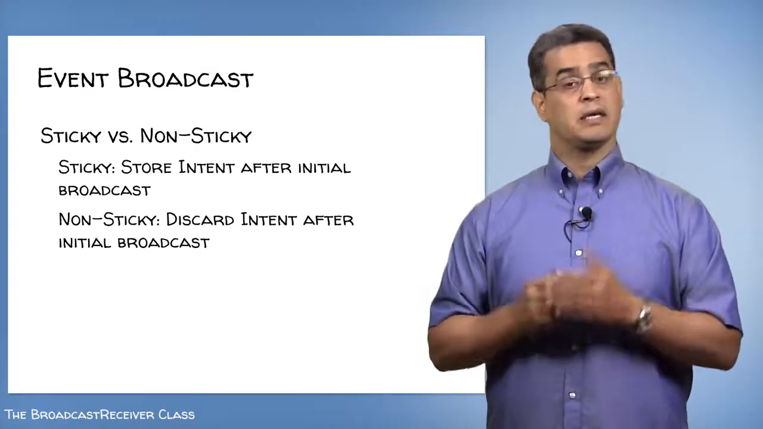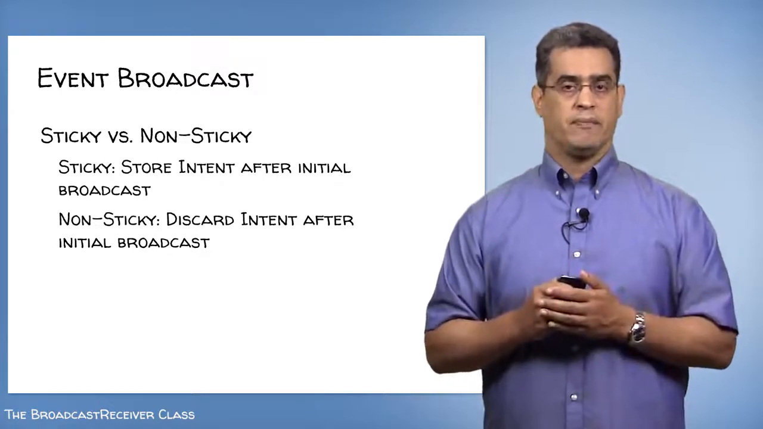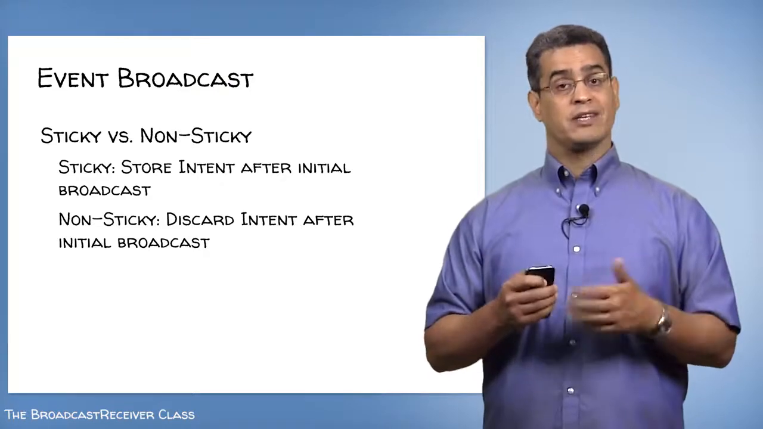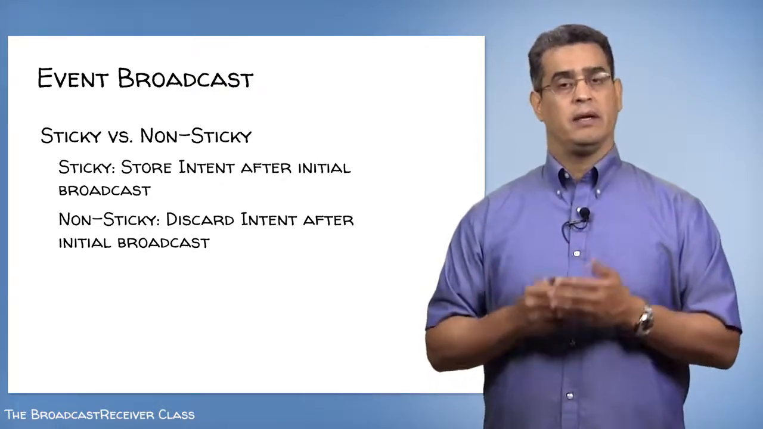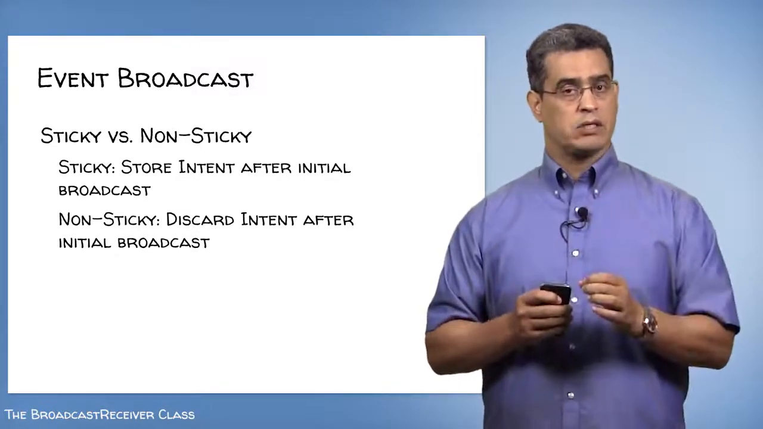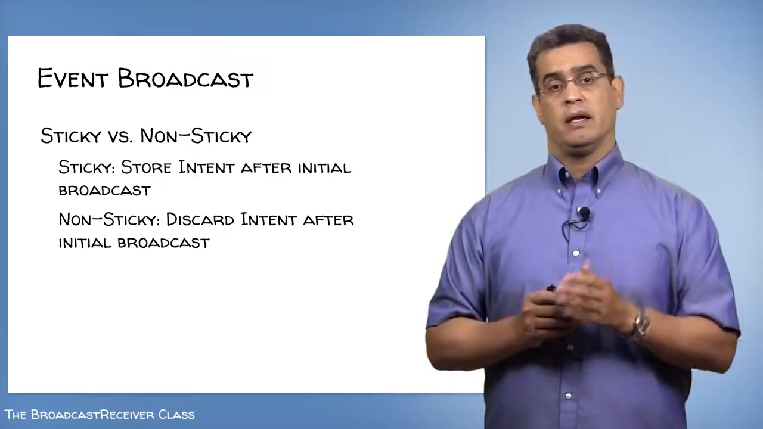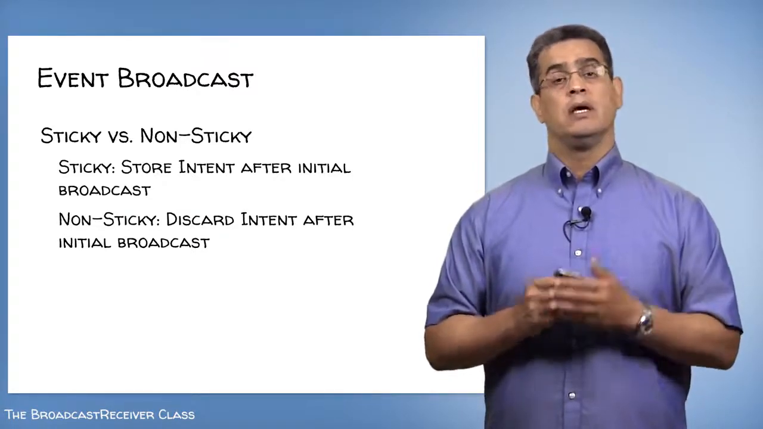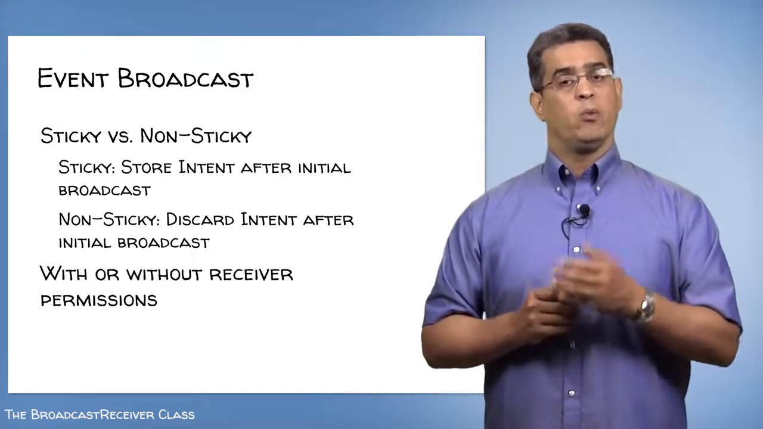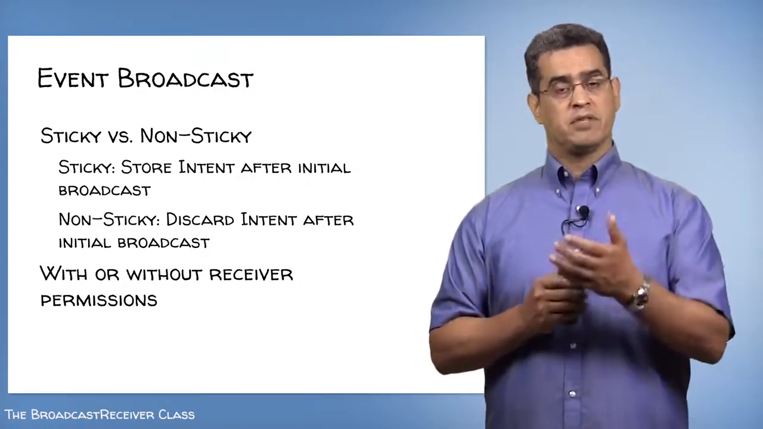They just want to know what the current state is. Non-sticky broadcasts, in contrast, are discarded after their initial broadcast. And these broadcasts are more suited, therefore, to reporting that a certain event has occurred. In these cases, if the receiver isn't registered to receive the broadcast when it happens, then they won't get it. And lastly, as we saw in the examples, some broadcast methods also take a permission string, which limits the broadcast to those broadcast receivers that have the specified permission.